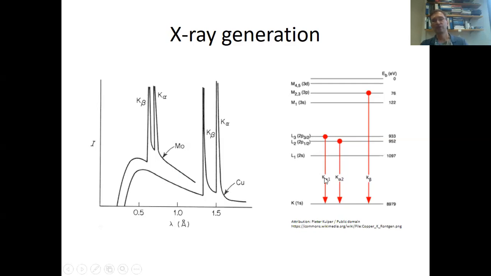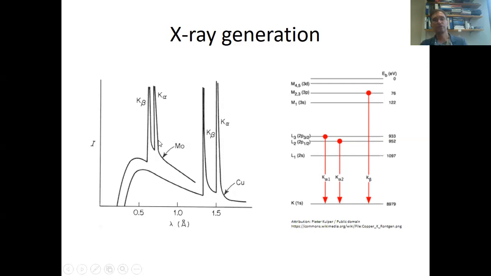The K alpha 1 is produced from the transition of a 2p electron in the L shell to the K shell, and the K alpha 2 radiation is produced from a 2p electron into the K shell also, whereby these 2p electrons have a different quantum number. But this is only a subtle difference.